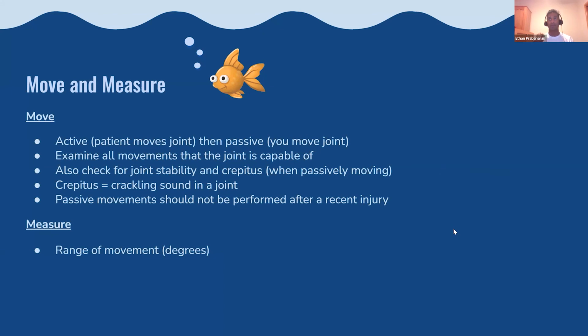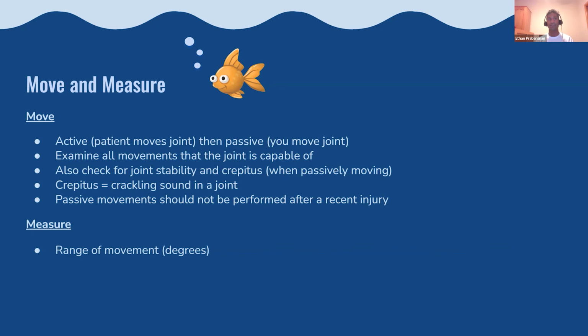Now, after you look and then feel, now we have to move the joint. So we'll get the patient to move the joint first, which is called active movements. And after that, we'll do passive movements. Active movements will test their muscles, and passive movements will test their joint. So you do the movement, like you're grabbing their arm and moving it around in passive movement. They're moving without you in active movement, but we do active first. And then you have to examine all the movements that the joint is capable of. So your elbow is just flexion and extension. Your shoulder, there's flexion, extension, abduction, adduction, internal and external rotation.